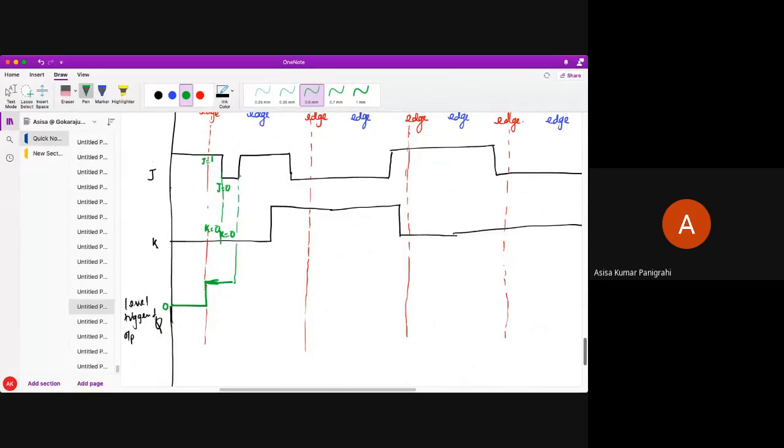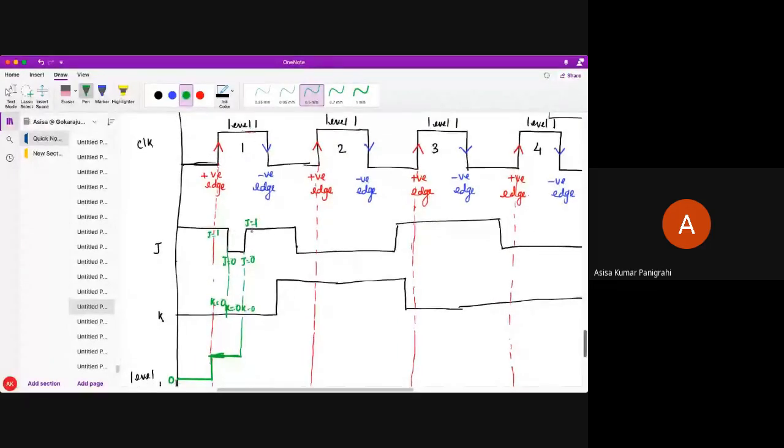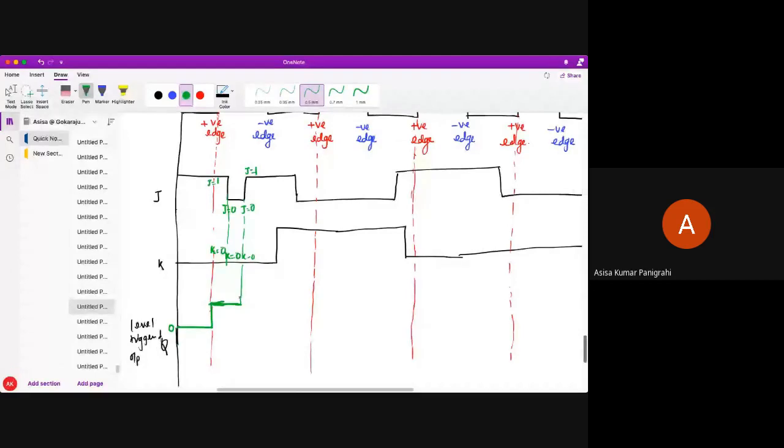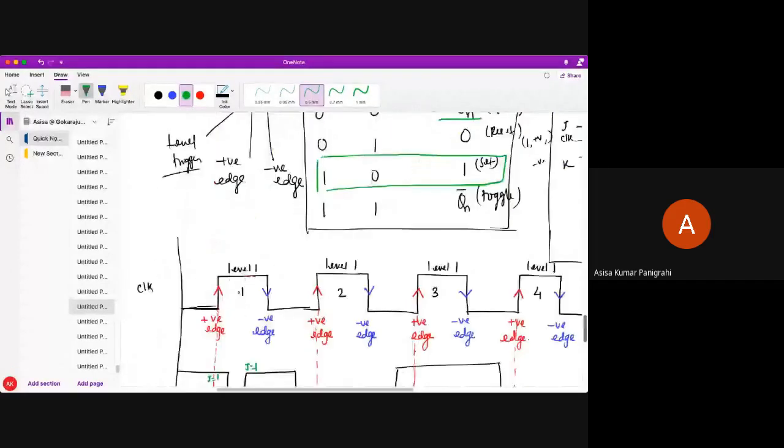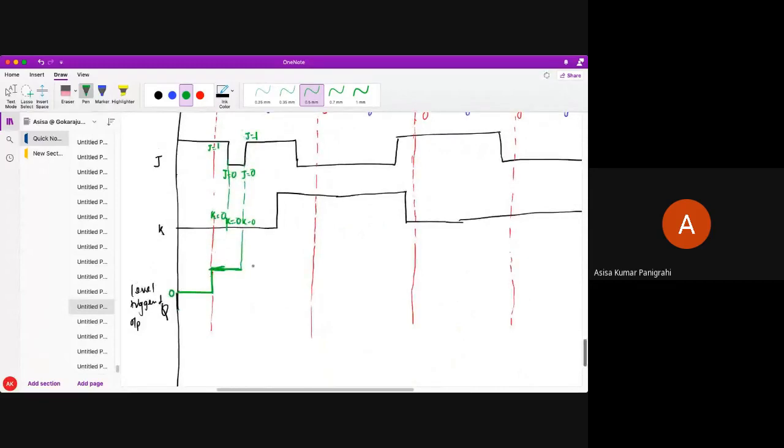Next, again it will check what is my J. J equal 0, K equal to 0. So it will continue up to here, previous value. After that, here you can see J equal to 1, K equal 0. But at that time, is it level 1? Yes, it's in level 1. So what will happen if J equal to 1, K equal to 0? Again it is set only.